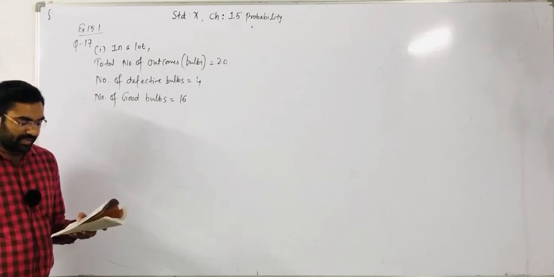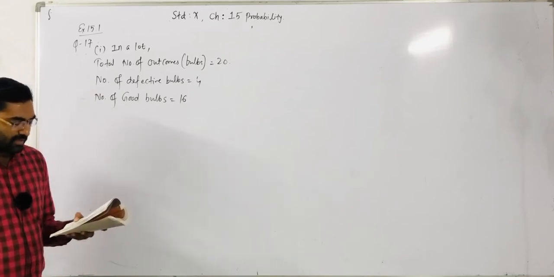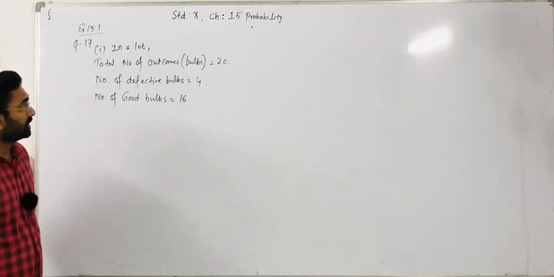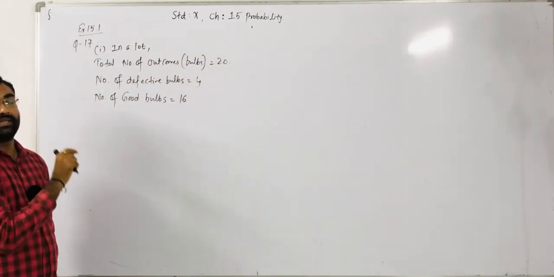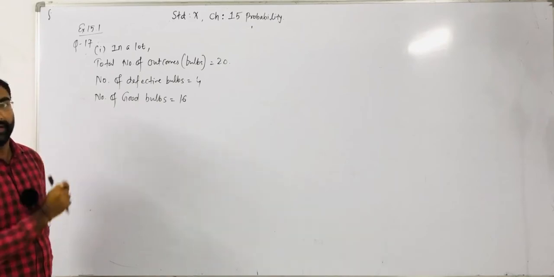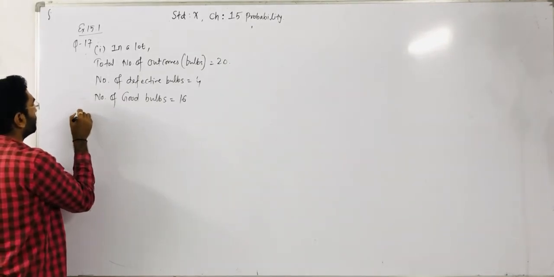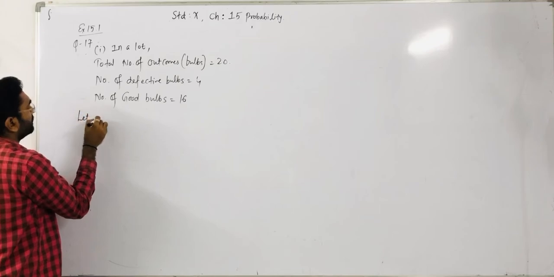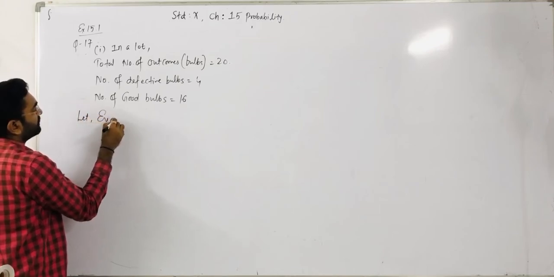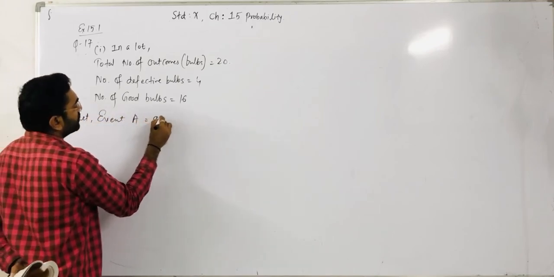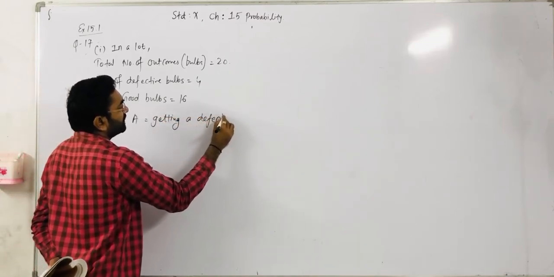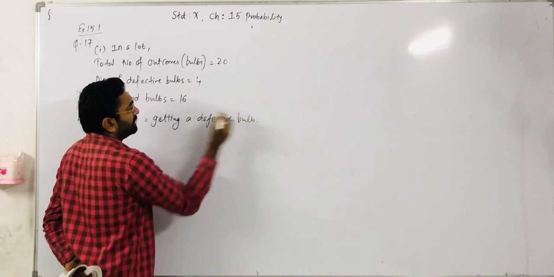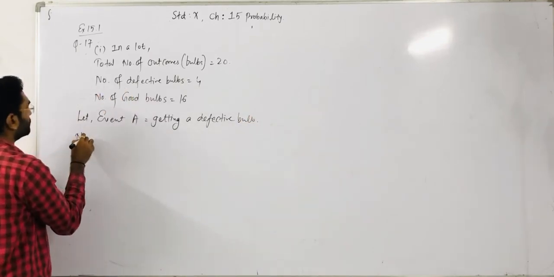One bulb is drawn at random from the lot. What is the probability that the bulb is defective? From these 20 bulbs, we take one bulb, and what is the probability of getting a defective bulb? Whatever our question, for that we have to take the event. Event A. Event A is what? Getting the defective bulb.